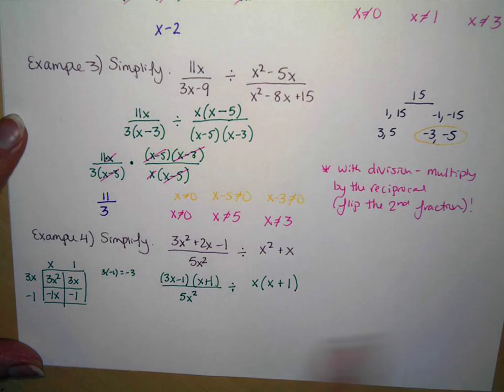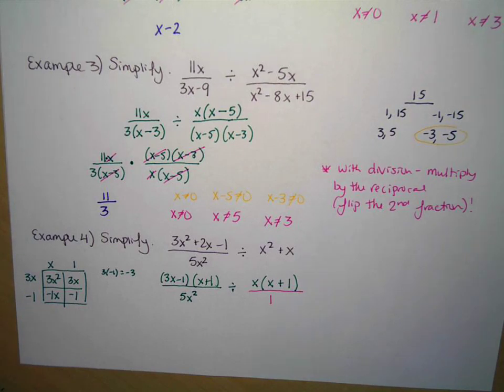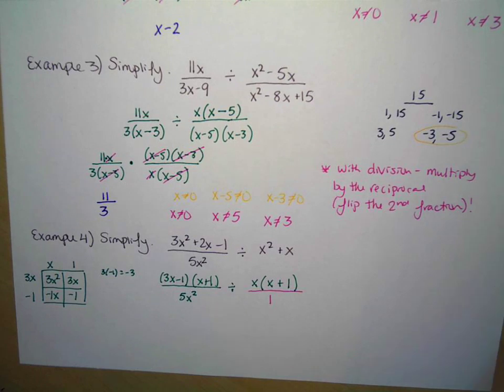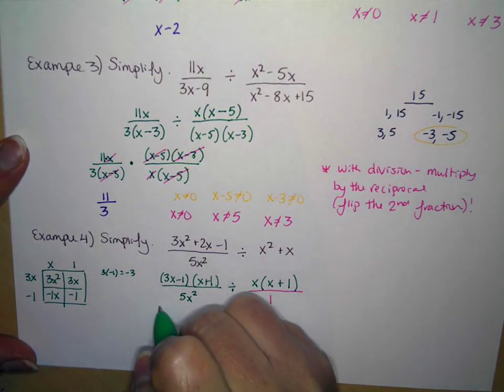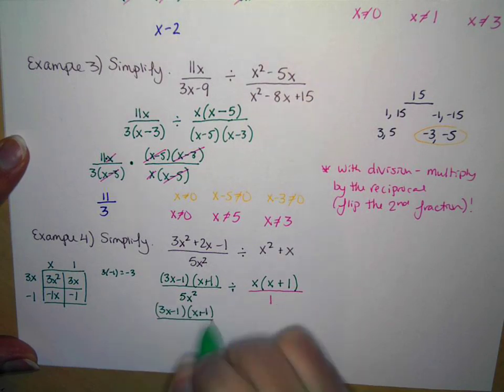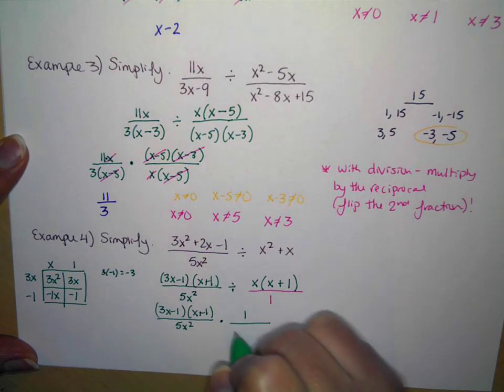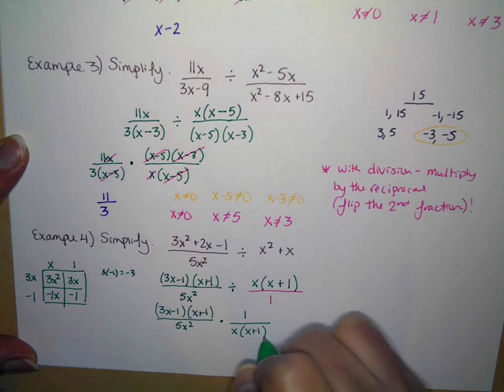Now, when you have a problem like this where it doesn't quite look like you have 2 fractions, remember that we could always write this x times x plus 1 as being over 1. And now it does look like 2 fractions that are trying to be divided. And we're going to use that same strategy of multiplying by the reciprocal. So I'm going to flip that second fraction over. So now I have 3x minus 1 times x plus 1 over 5x squared times 1 over x times x plus 1.